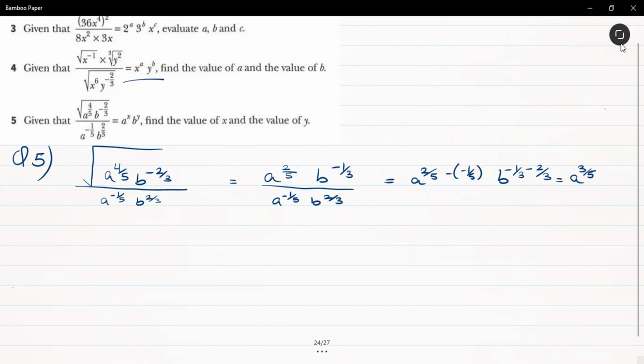And then for the power of b, negative is going to be added up here. So -1 plus -2 gives us -3. -3 divided by 3 is equal to -1. So as we compare here, x is equal to 3 over 5 and b is equal to -1. Oh, sorry, y is equal to negative. And that is your answer for question number 5 of exercise 3.1.